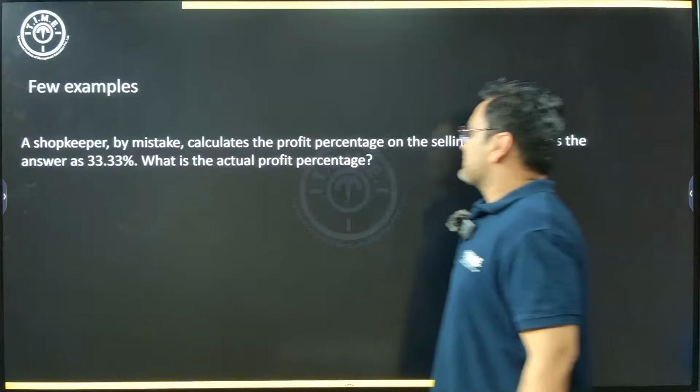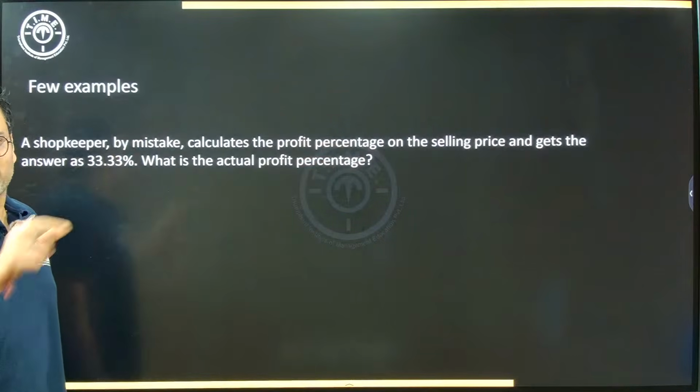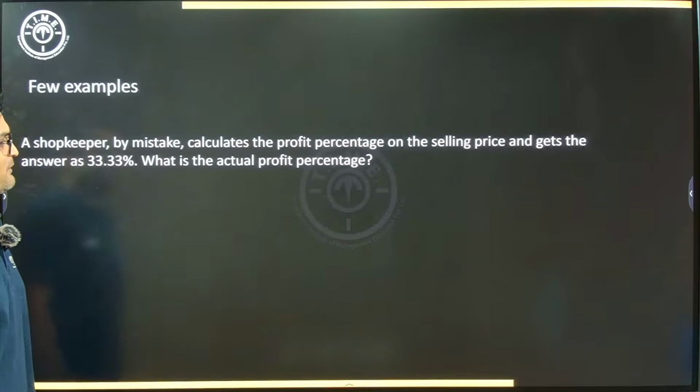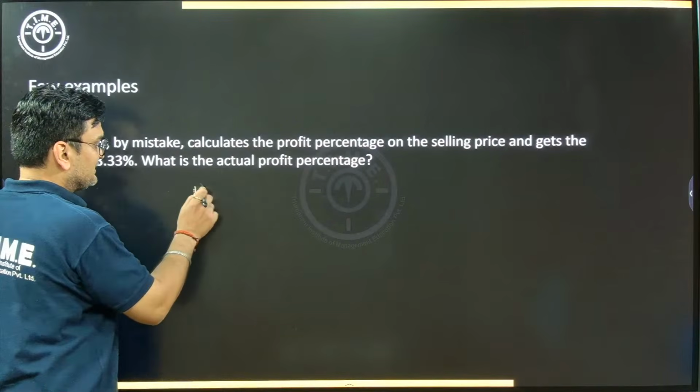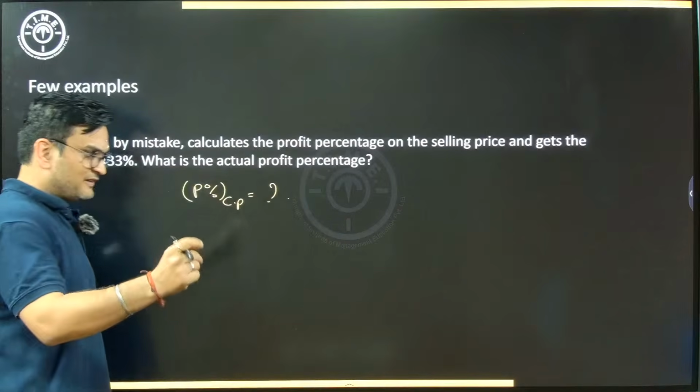A shopkeeper by mistake calculates the profit percentage on selling price and gets the answer as 33.33. What is the actual profit percentage? Actual profit percentage basically means on CP, how much. So for this there is a small trick.